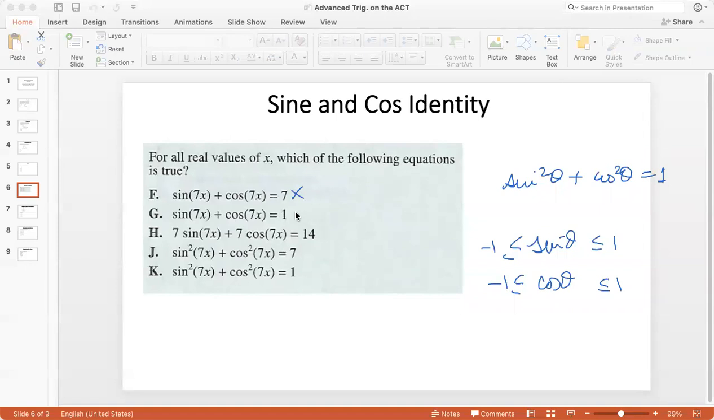Sine theta plus cos theta equal to 1 is not always true. It could be true for particular angles, but not always true. So this is wrong. This is 7 sine plus 7 cos is 14, which is to say sine theta plus cos theta is 2. Again, that is not true. Sine squared theta plus cos squared theta is not 7, it is 1. So using the sine and cos identity, we get K as the answer.